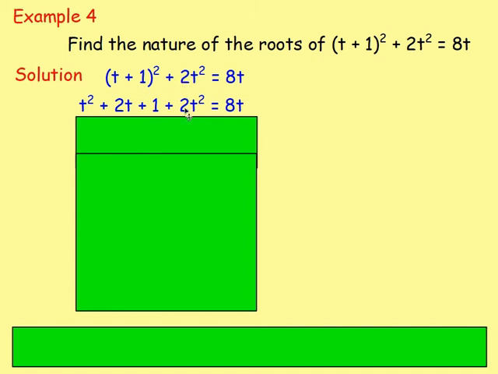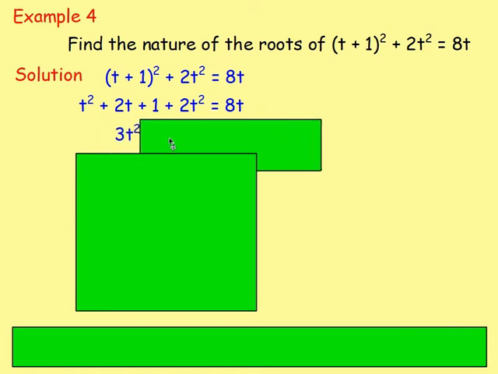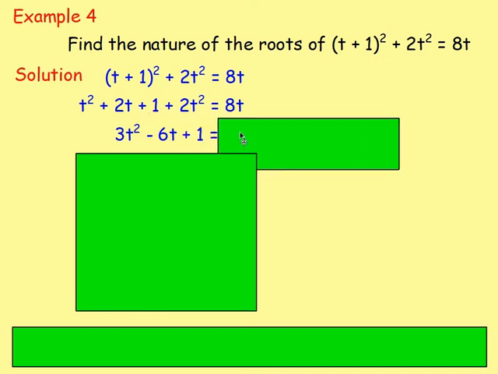You've still got plus 2t, still have equals 8t. From there, move everything to the left-hand side. Simplify, gather your like terms, and we'd end up with 3t squared. Take 8t off both sides, we'd have negative 6t, and we've still got plus 1, that stays as it is, and that all equals 0.